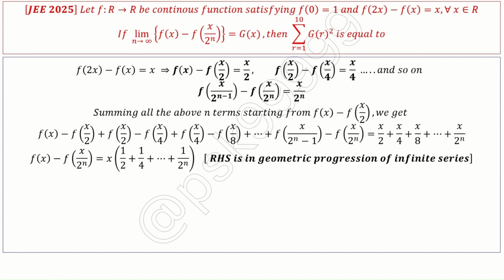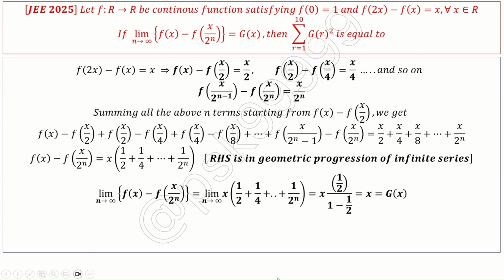Now I just apply the limit as n tends to infinity. If I take x common, x times 1 by 2 plus 1 by 4 plus up to 1 by 2 to the power of n. This is in geometric progression, so it is nothing but x times 1 by 2 divided by 1 minus 1 by 2, which is 1. So g of x is nothing but x. Once I know this, this is a very, very simple question.